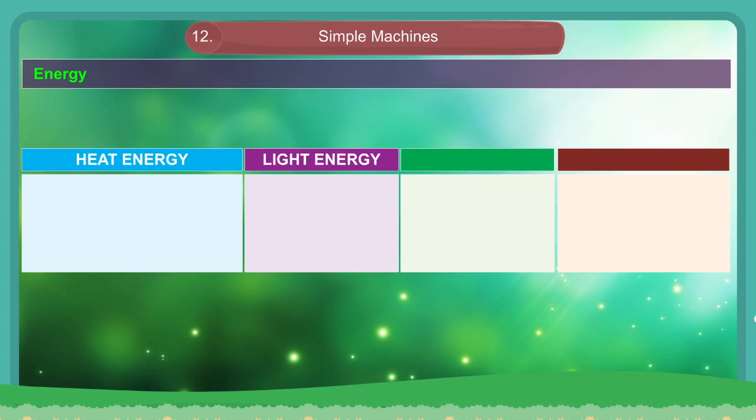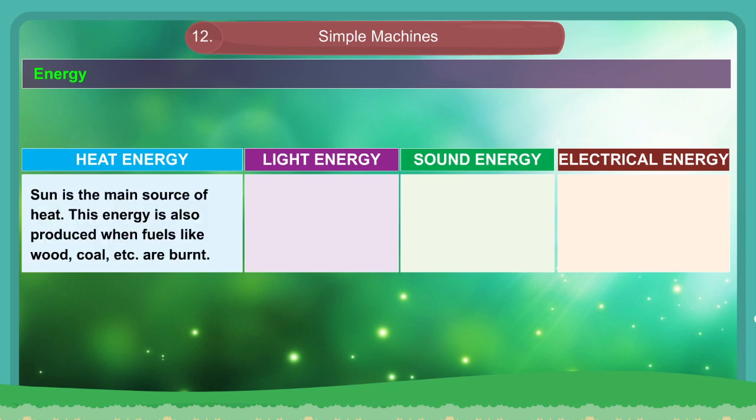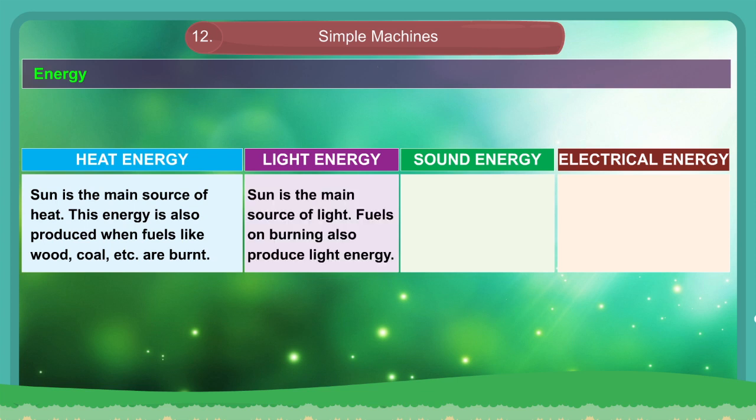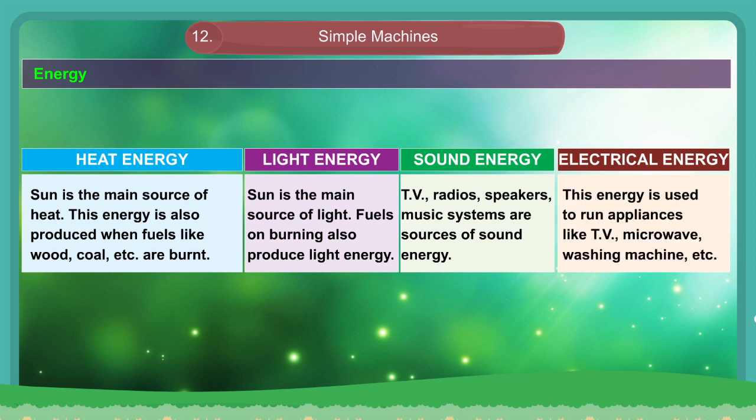Heat energy, light energy, sound energy, electric energy. Heat energy. Sun is the main source of heat. This energy is also produced when fuels like wood, coal, etc. are burnt. Light energy. Sun is the main source of light. Fuels on burning also produce light energy. Sound energy. TV, radios, speakers, music systems are sources of sound energy. Electrical energy. This energy is used to run appliances like TV, microwave, washing machine, etc.